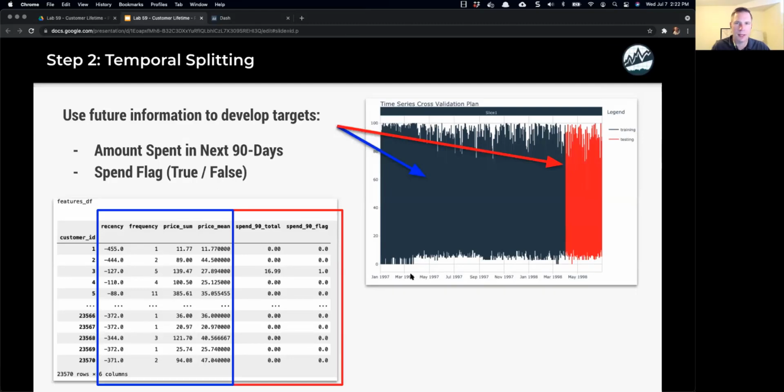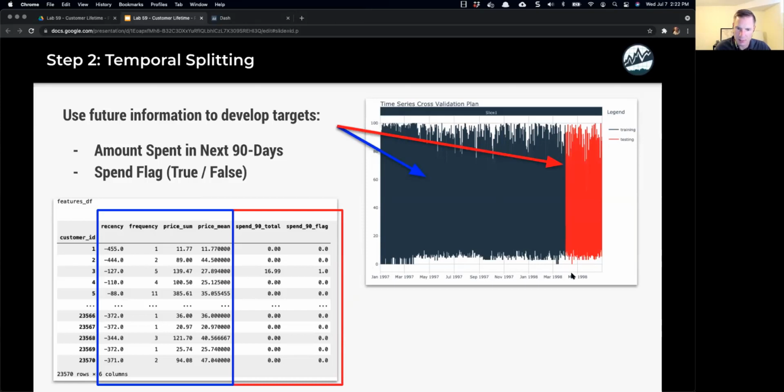The second step is we're going to convert this to a machine learning problem, but we're going to implement what's called temporal splitting. That means we're going to split up by time. So we're going to take their purchasing behavior for a set period of time, and then we're going to analyze the last 90 days that we have in our data set of their buying pattern. So this red piece, we're going to use to come up with our targets. And this blue piece, we're going to use to come up with the features that make the data set.